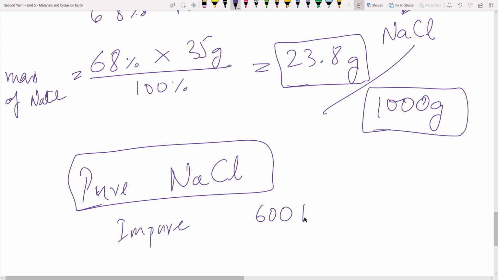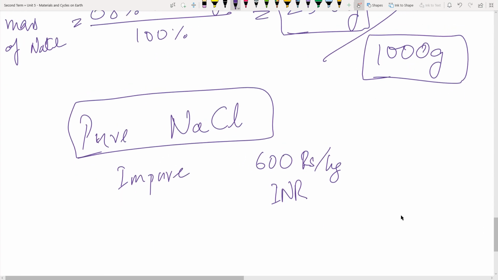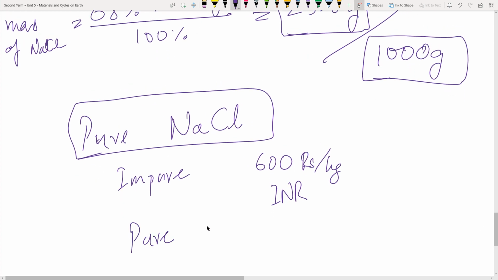Maybe it's about 600 rupees, Indian rupees, I'll call it INR, per kilogram in India, right? And the pure one, I mean the one we have in Pakistan, commonly available, we don't have the impure version. We only have the purest one, because we have the gift from God. So they are paying about 900 Indian rupees per kg for a pure one.